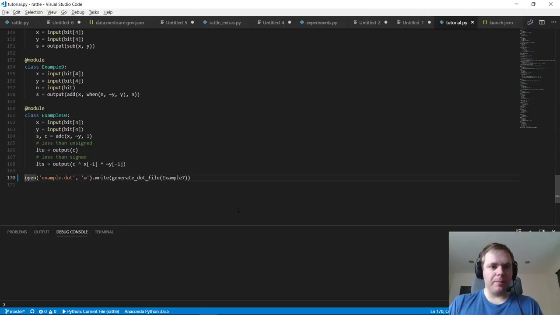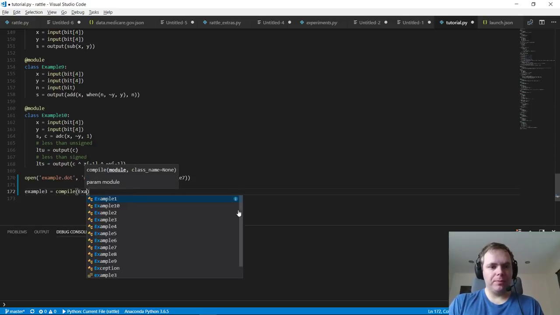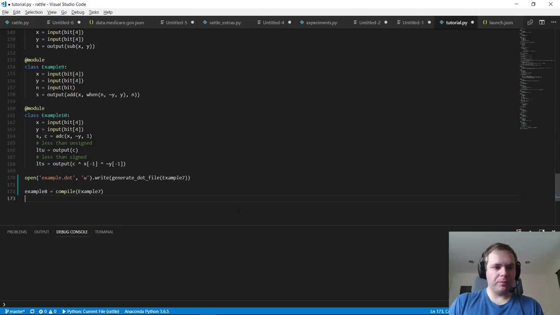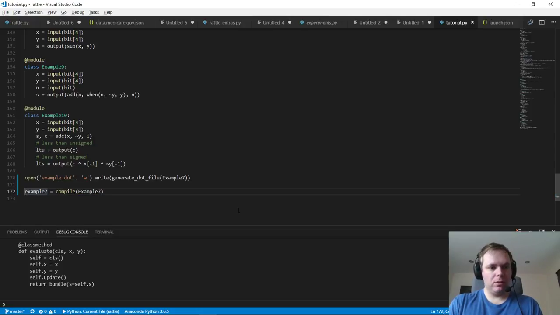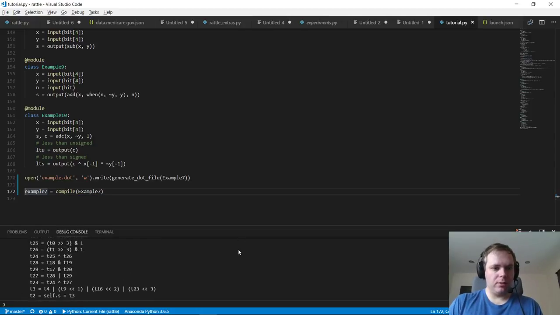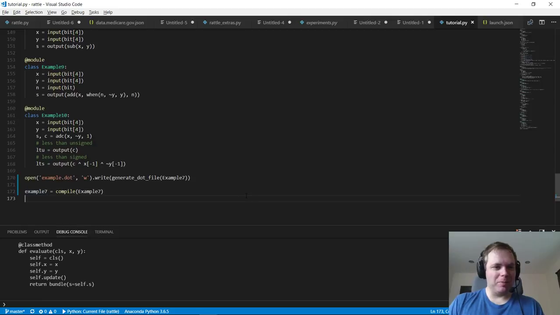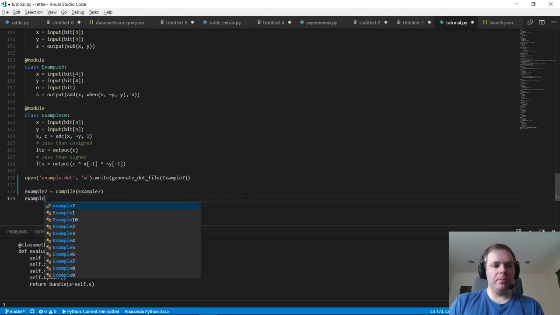Let's actually simulate it. I'm going to compile example 7. Of course, let's make sure this doesn't explode. It didn't, which is good, because I haven't actually tested it off stream on anything more complicated than what I showed last time. So let's see if this works.